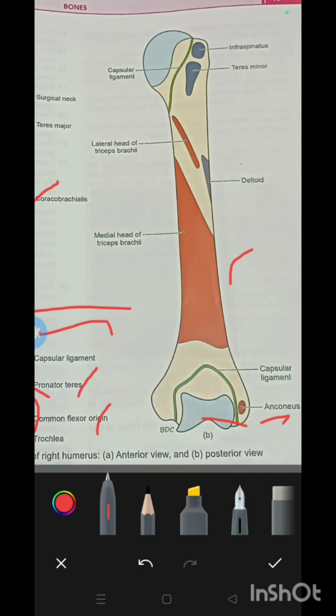Triceps brachii. We have two origins of the triceps brachii here, that is lateral head of triceps brachii and then medial head of triceps brachii. Lateral head of triceps brachii arises from the oblique ridge on the upper part of posterior surface above the radial groove, while its medial head arises from posterior surface below the radial groove. Next, we go to the ligaments.